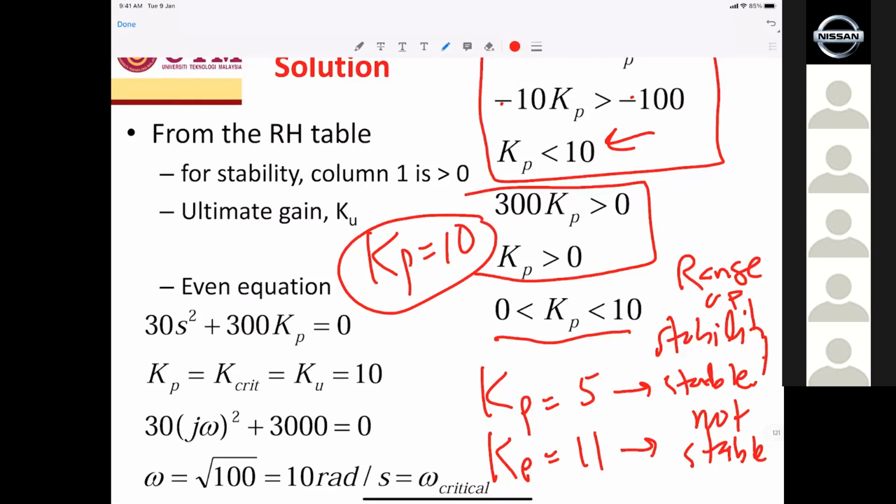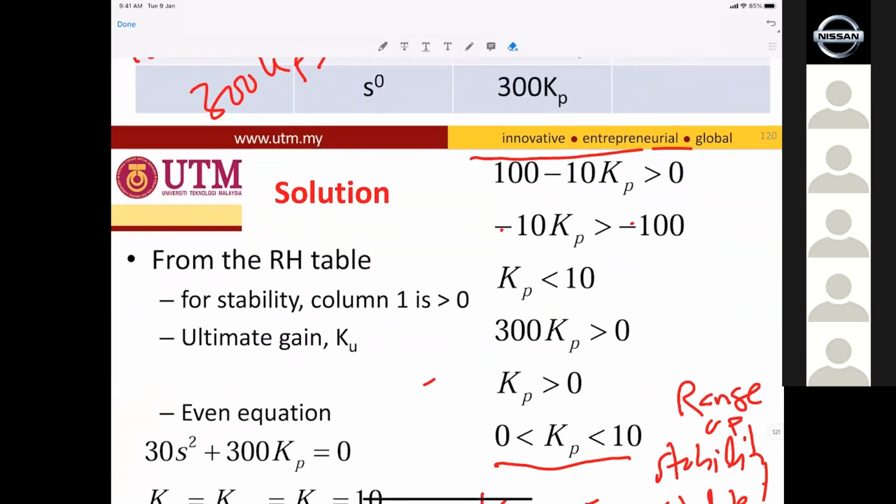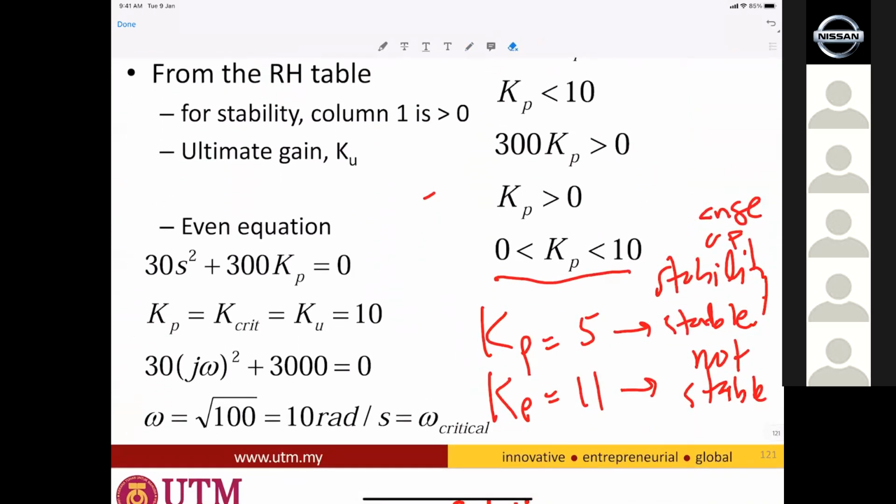Zhenghan, Kp is equal to 10. Is the system stable or not stable? Critically stable. Good, very good. It's not in the option. 10 is marginally stable, critically stable, where the critical gain occurred. Understand? So you must find the range. You must understand these mathematical equations.